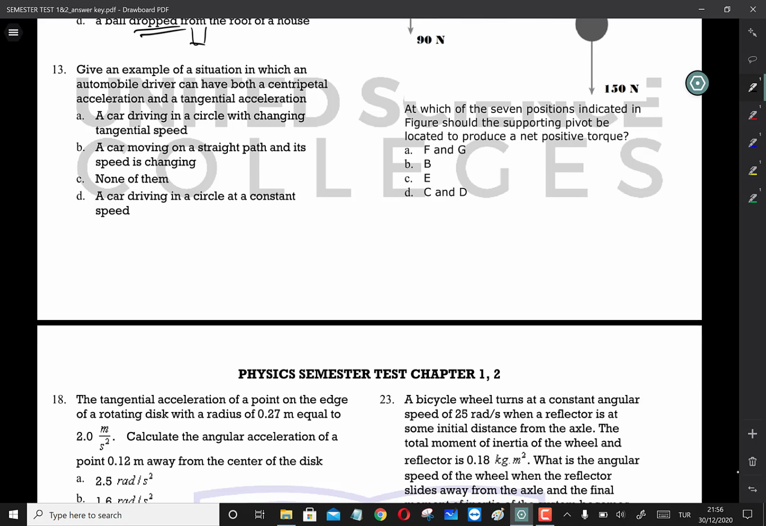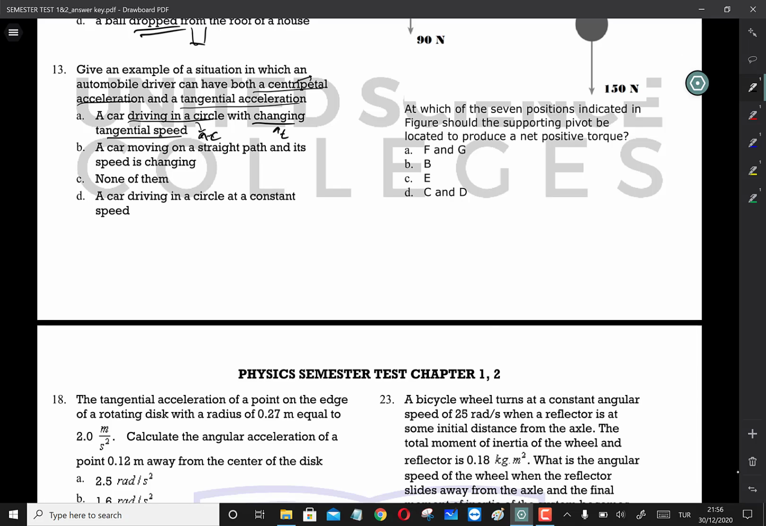Give an example of the situation in which an automobile driver can have both centripetal acceleration and tangential acceleration. For centripetal acceleration, the direction must change on a circle. For tangential acceleration, the object must speed up or slow down. So let's check. A car driving in a circle with changing tangential speed. Driving in a circle causes a centripetal acceleration. Changing tangential speed also causes a tangential acceleration.